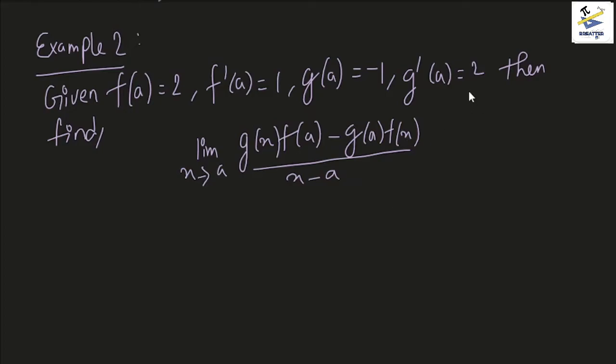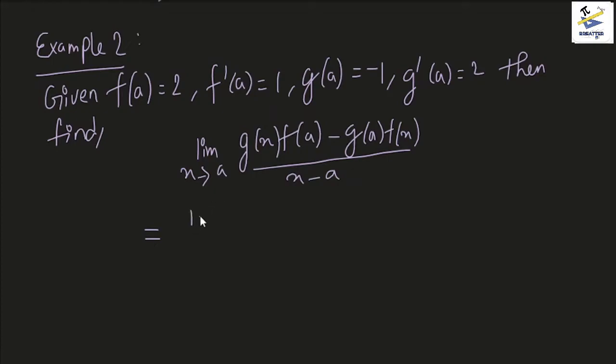So g dash a is 2 doesn't mean that the derivative of g is 2, it rather means that the derivative of g at the point x equals a is 2. So don't be confused with the definitions and the terminologies I'm using, because it's important that you understand them distinctly.